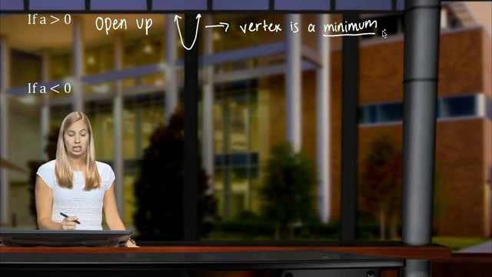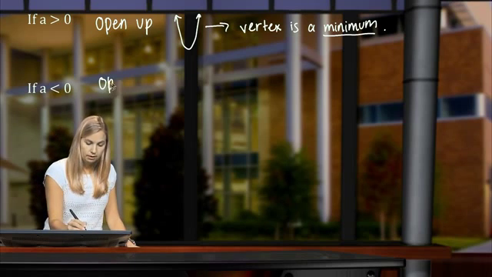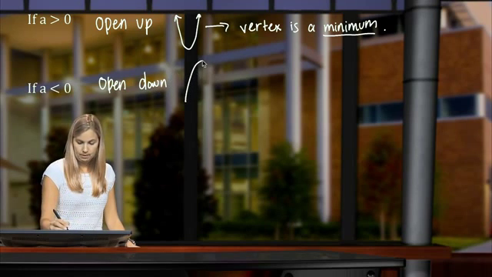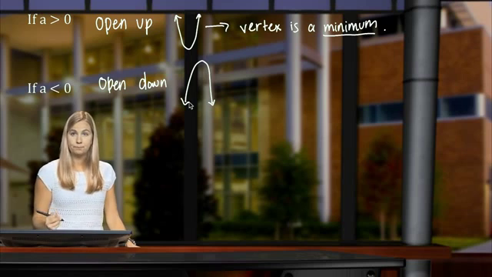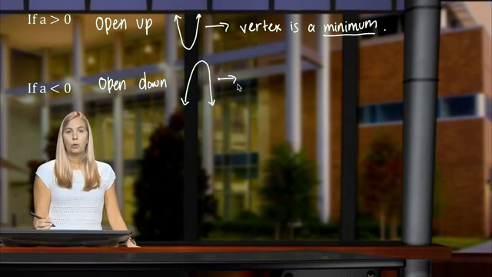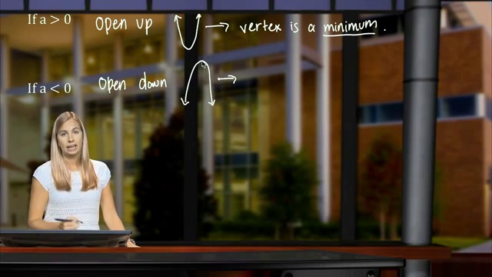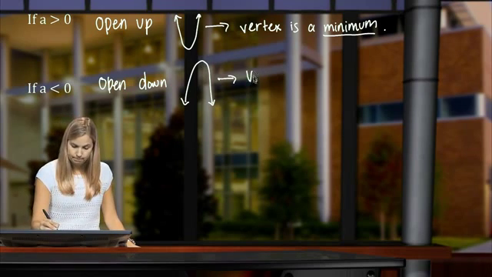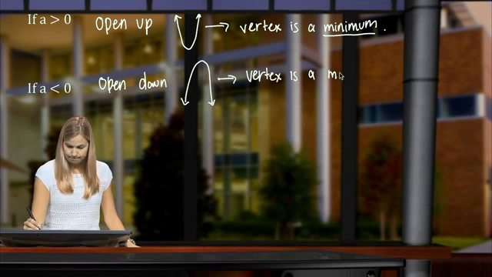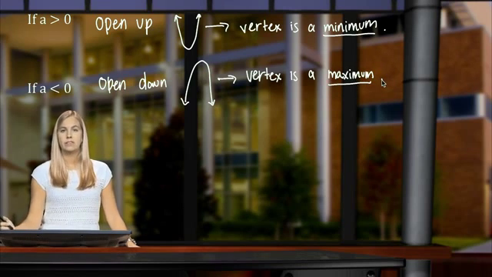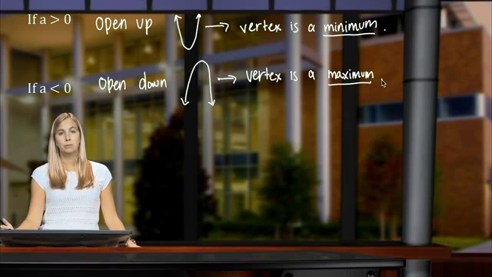Now, if my lead coefficient is negative, then my parabola will open down. And it'll have a shape like that. When my parabola opens down, if you notice, the vertex is now at the very top, which indicates that your vertex is the maximum. Since the vertex is either the minimum or the maximum, it's going to help identify the range of the polynomial as well.